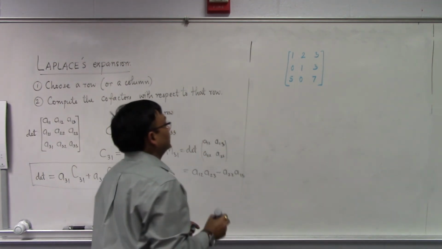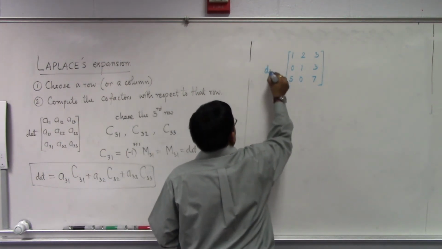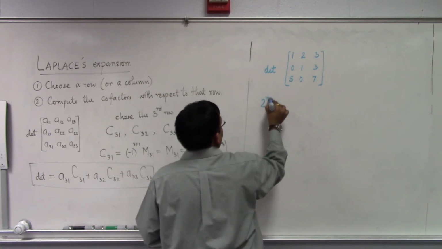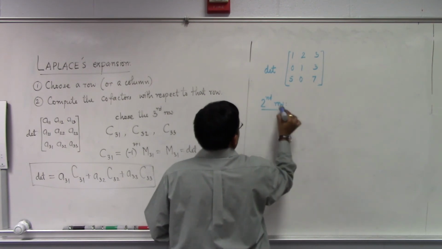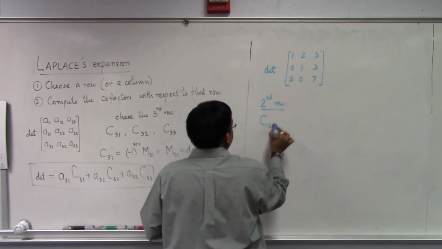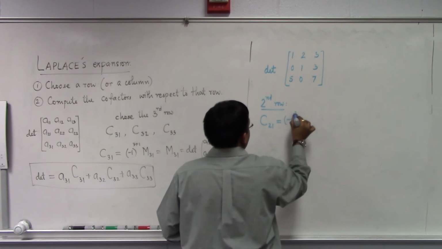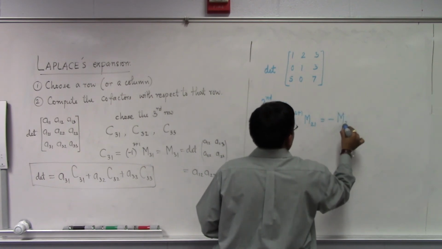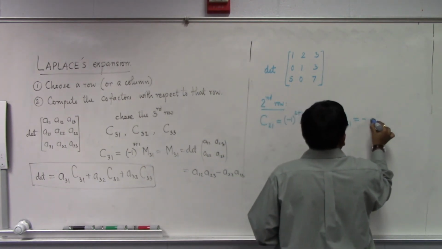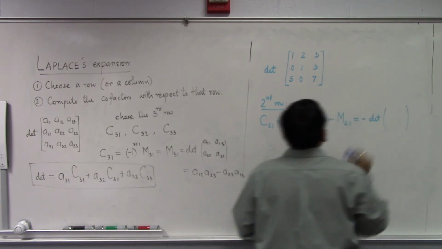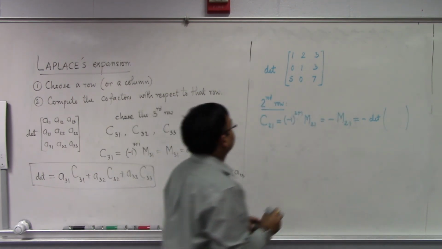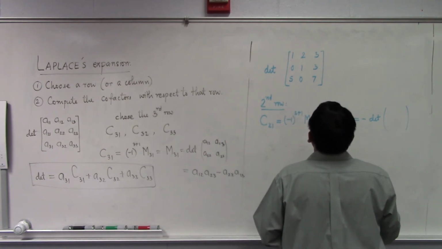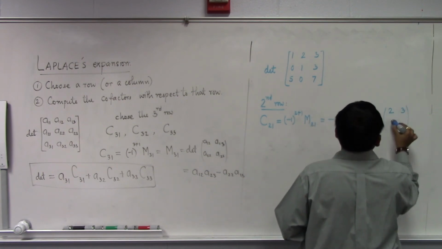So what is the determinant of something like this? If I want the determinant of this matrix, let me choose some row. Let us say I choose the second row. So I will go with the following cofactors, C21, which is minus times the determinant of the matrix obtained by deleting the second row and the first column. So the second row and the first column deleted will give me 2, 3, 0, 7.